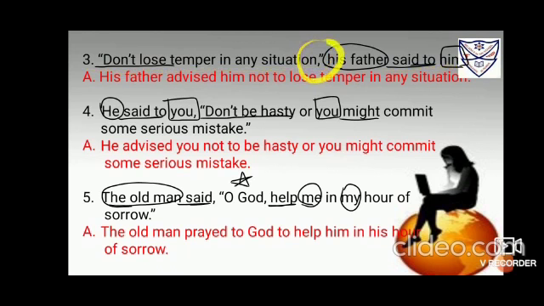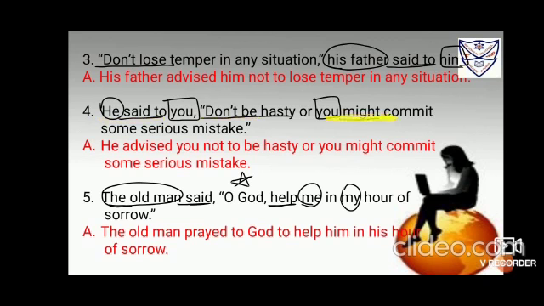Here, children, the comma will be removed but won't be replaced with the conjunction that, as it is taught to you in the explanation link, that the conjunction that is dropped in imperative statements and even in interrogative statements. Now next is, he said to you, don't be hasty or you might commit some serious mistake. So again it is said to, okay. Now here again the reported verb is do not be, so it is not to be hasty, okay.